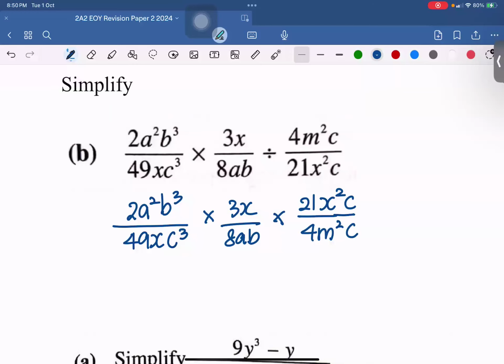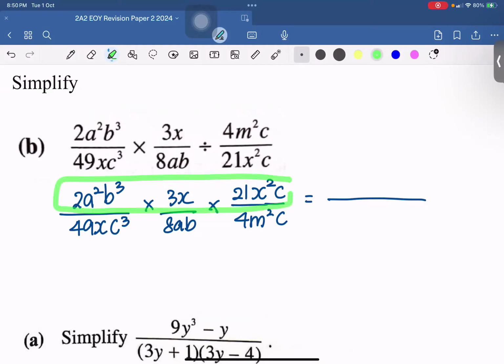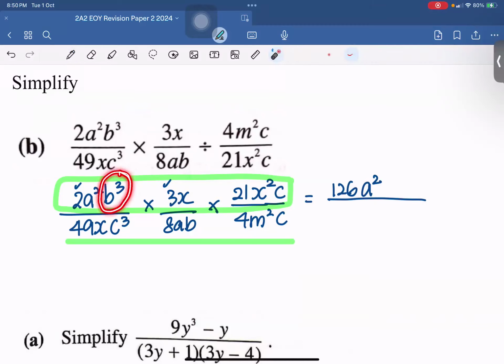Okay, so this one I flipped already, but when I have so many different numbers and letters together, please don't anyhow cancel first. Numerator times numerator, denominator times denominator. So I multiply 2 times 3, 6. 6 times 21, 126. Next one, a square. Nothing else, so just a square. Next letter, b cube. Nothing else, so b cube.